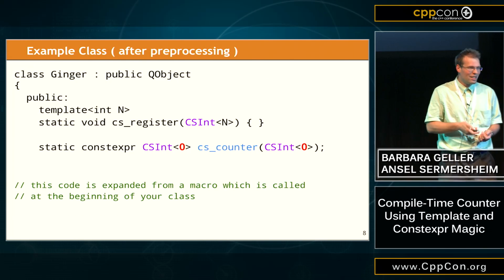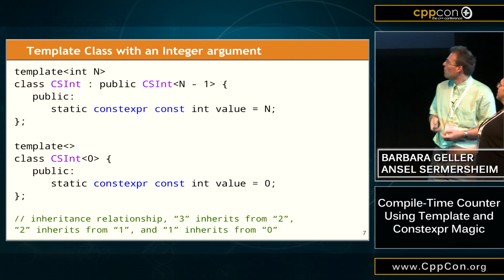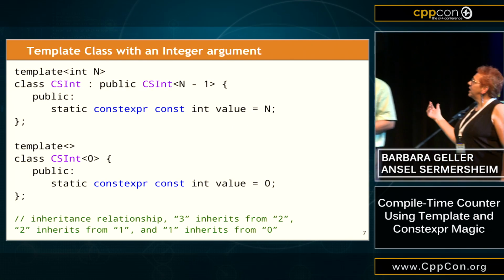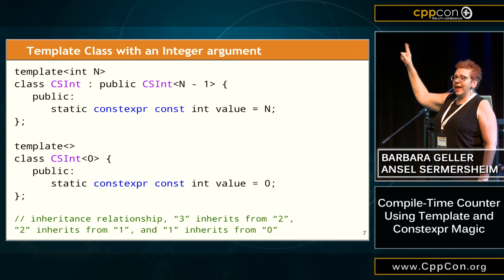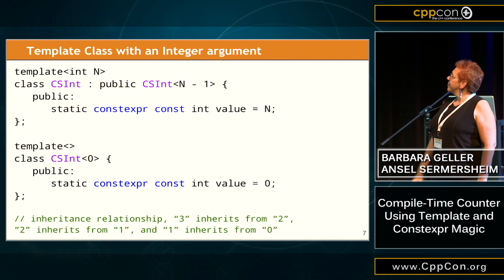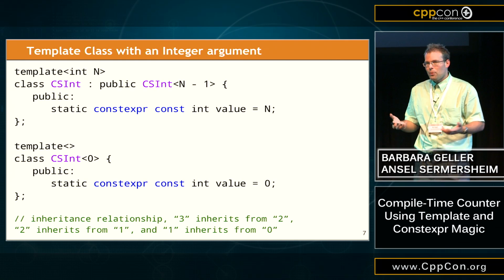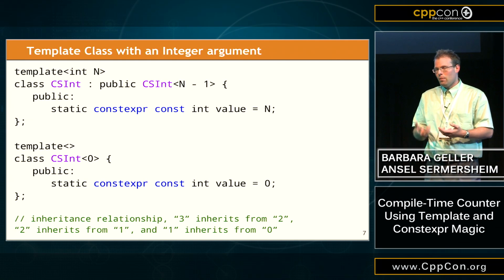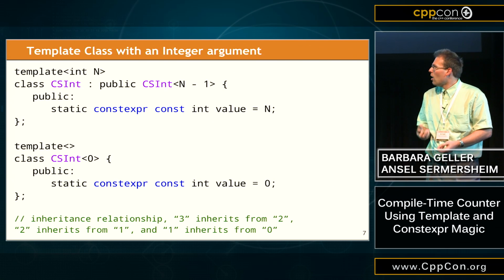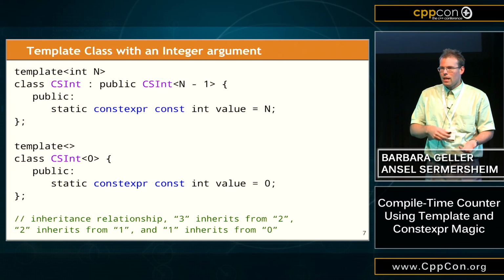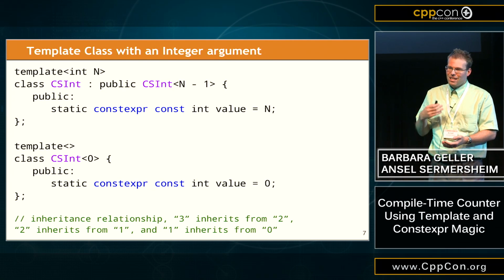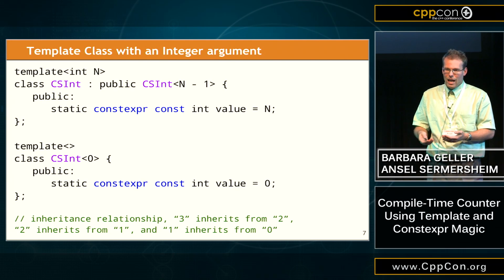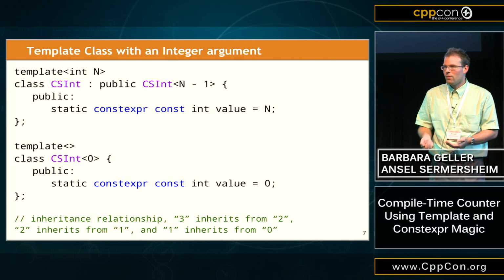I've got a lag on this. Back up one. Yes. So what we have here is this template, CSInt. What this class does is wrap up an integer inside a templated class. But more importantly, we've set up an inheritance relationship where 3 inherits from 2, 2 inherits from 1, 1 inherits from 0. Then we've had to specialize the templated class to stop the recursion at 0. Otherwise, it would just continue infinitely into the negative numbers.